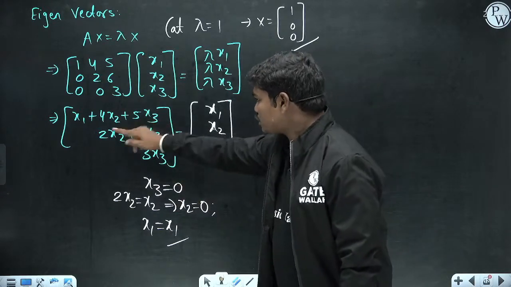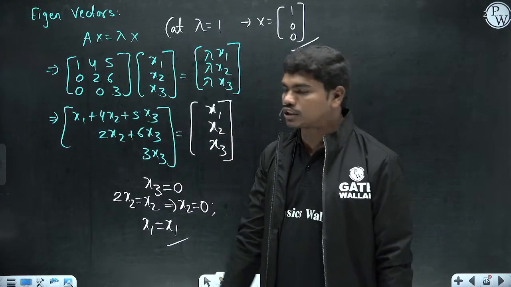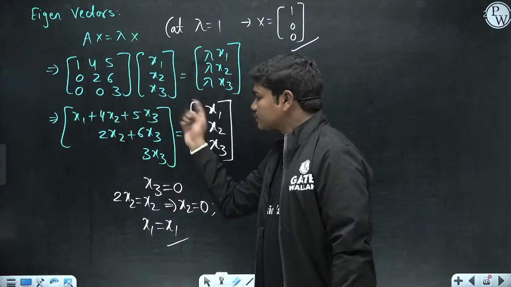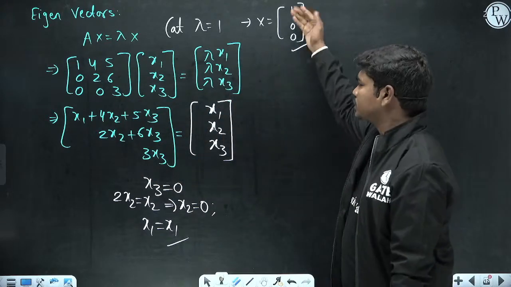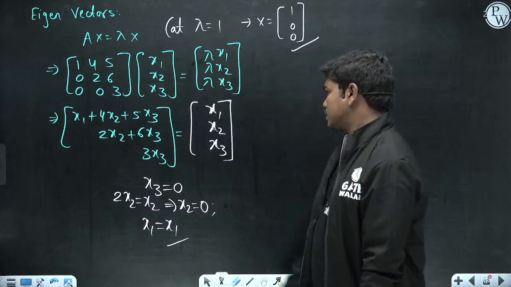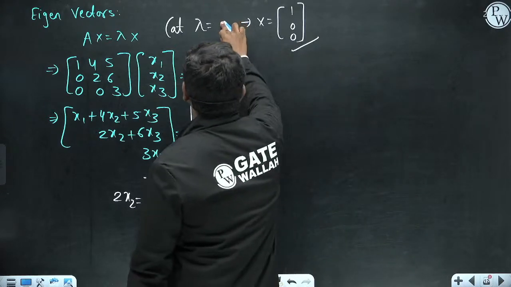If x3 is 0, 2x2 should be equal to x2, then x2 is also 0. If x2 and x3 are 0, x1 is equal to x1 for any value of x1. So (1, 0, 0) or (2, 0, 0), these all are the eigenvectors. Now the only thing left is lambda equal to 2.